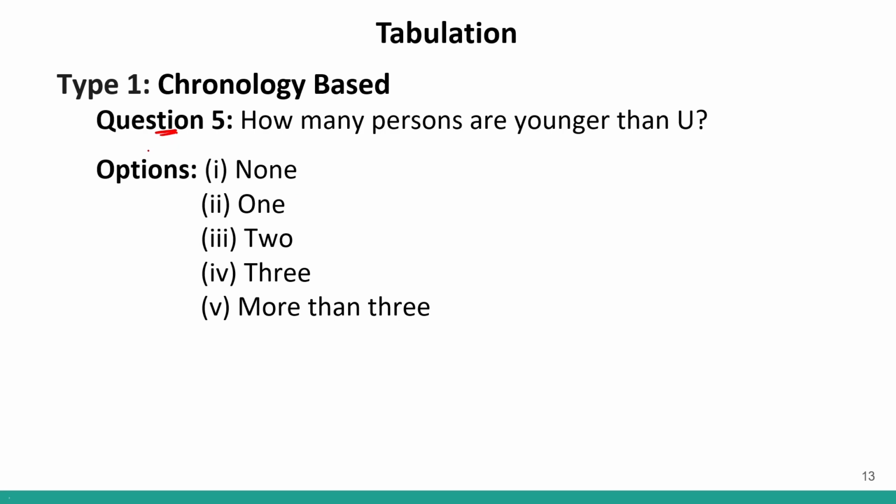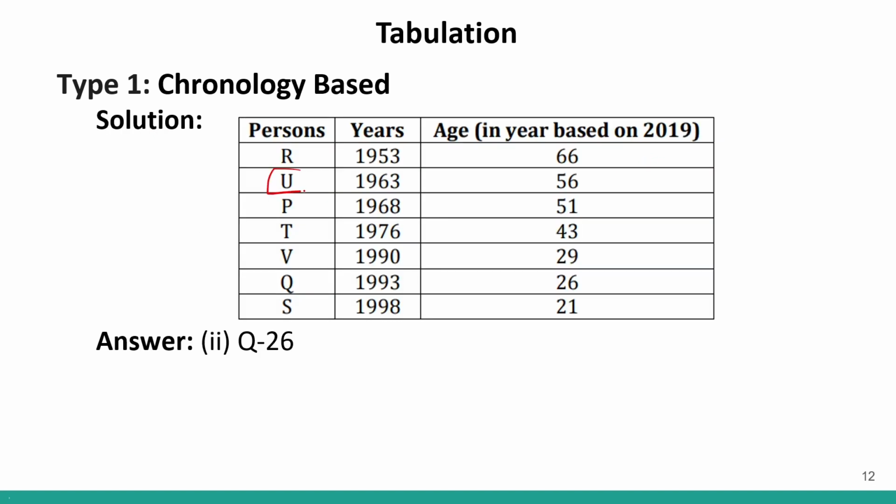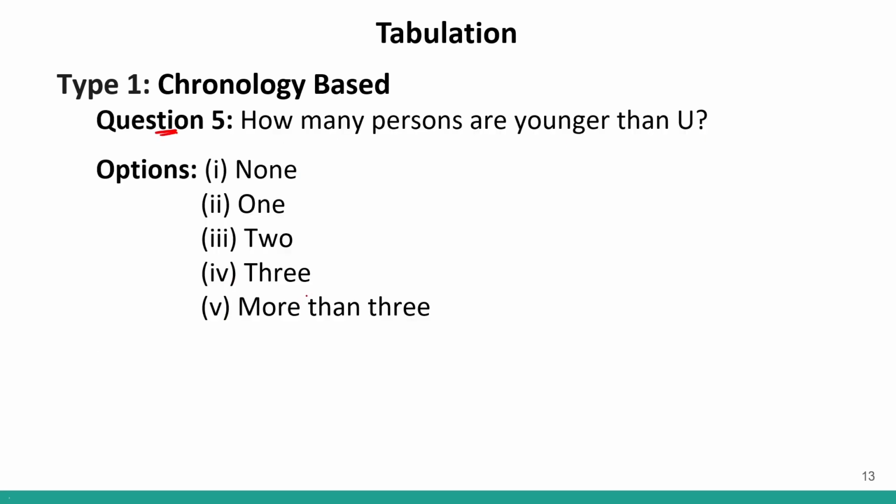Question number 5 says, how many persons are younger than you? If I look at the arrangement, you at this position, all these people are younger than you. Correct? So we have 1, 2, 3, 4, 5. There are 5 people younger than you. Looking at the options, we have none, 1, 2, 3, more than 3. So we have 5 people who are younger than you, so my answer will be option number 5, more than 3.